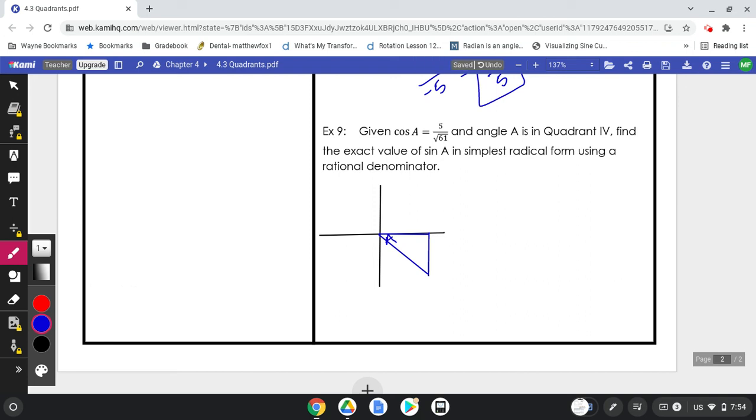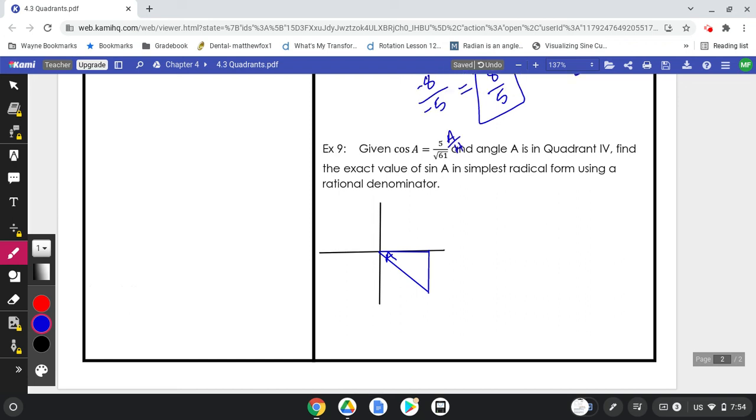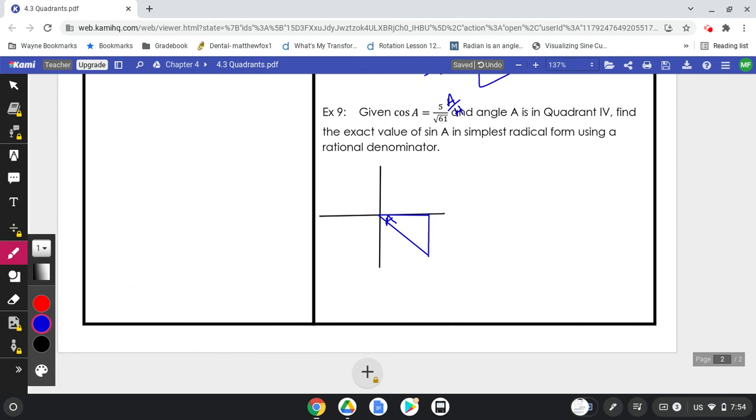Now cosine, remember, is A over H. So the hypotenuse is the square root of 61, and the A side goes right here. I know we have two A's now, angle A and also the adjacent. This is our opposite side. We need to find what that opposite side is because we are looking for the exact value of sine of A, which is O over H. And it says in simplest radical form using a rational denominator.